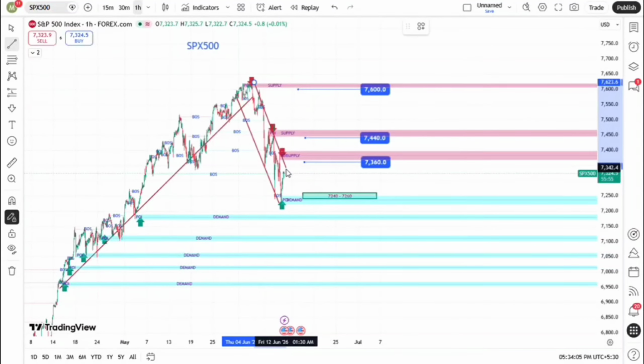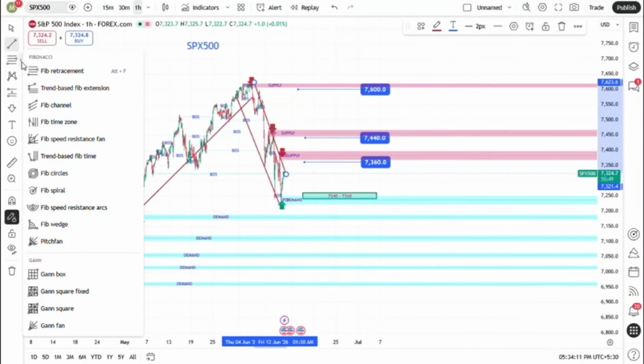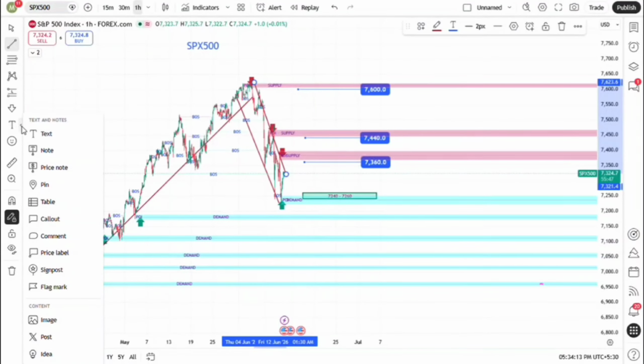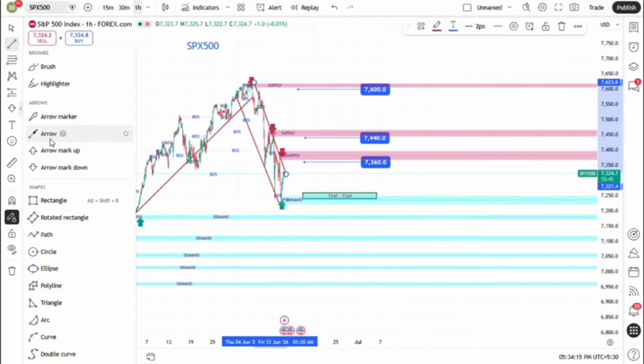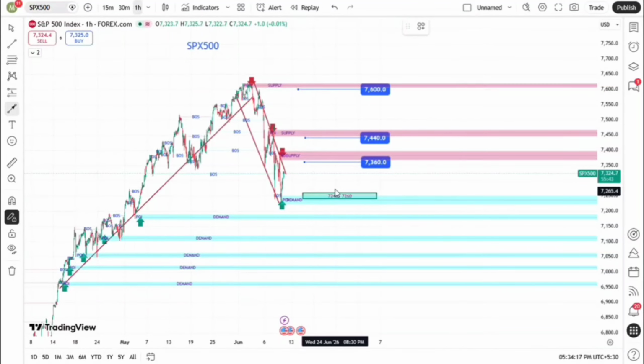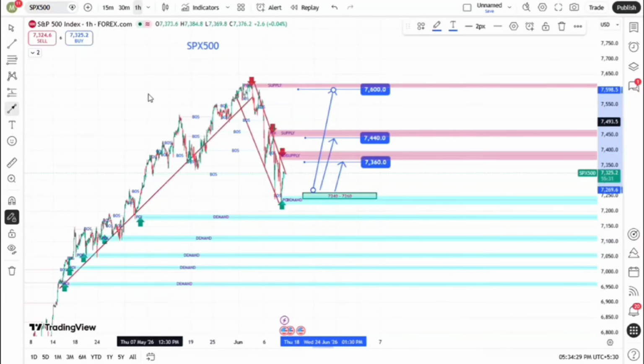Our invalidation level is strictly set at 7,200. If price breaks this, our structural bias changes immediately. In this bullish scenario, the market seeks to clear upside liquidity at our main objectives. Scenario 1 targets T1 at 7,360, Scenario 2 targets T2 at 7,440, and Scenario 3 targets T3 at 7,600.